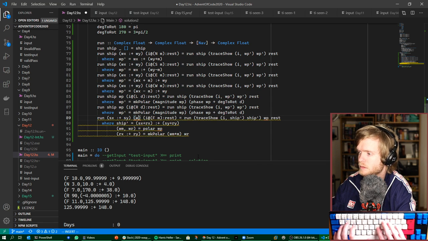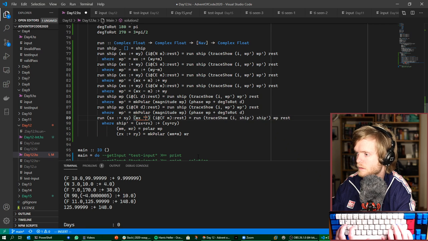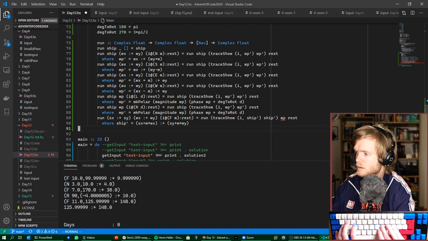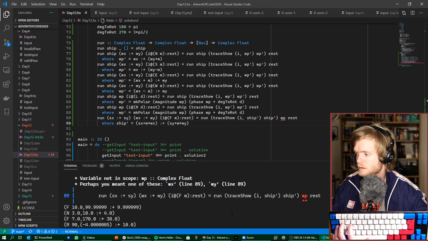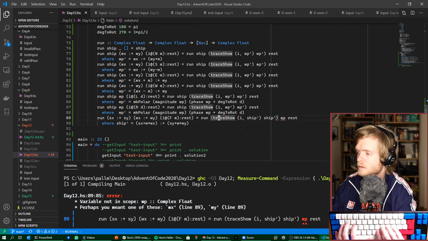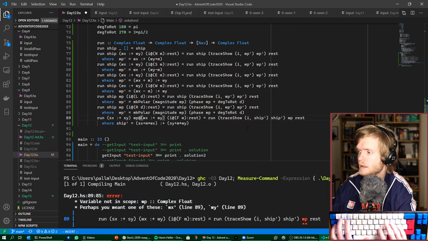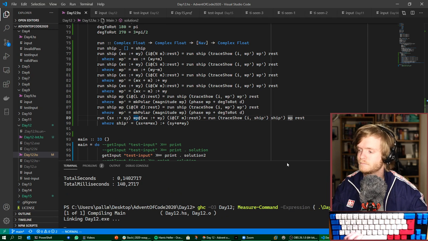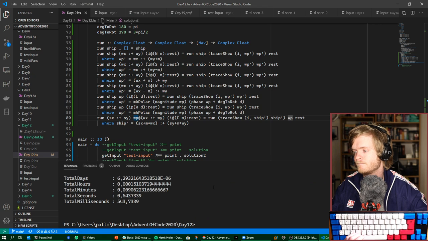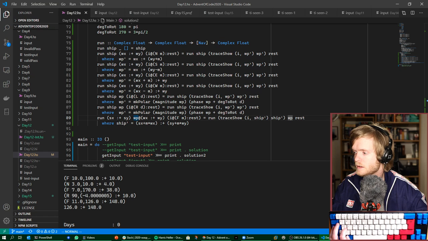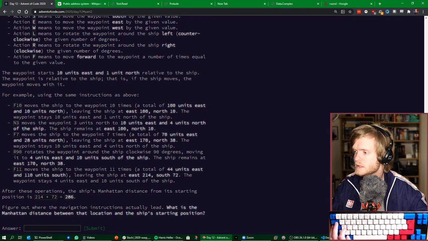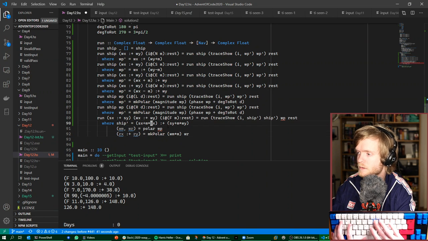Yeah, so it should just be the ship X VX plus VY, and this should just be plus M times, and this should be plus M times VY. And then, okay, let's see if this works. Some bug. VX, VY. VP at. Let's see if it works. It's running at least, that's something. Okay, so North 3 moves a waypoint, then F7 leaving the ship at East 170, North 38. Yes, okay, so that was right. So the F was right.